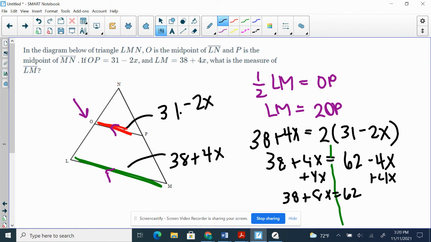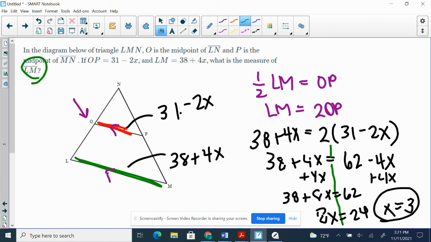We're going to subtract that 38 from 62, and I should get 24. So 8x equals 24. Divide by 8, x equals 3. Again, don't jump too fast. Multiple choice, it will be there. What is the measure of LM? What's the big one? So 38 plus 4 times 3. So 38 plus 12 gives me 50.